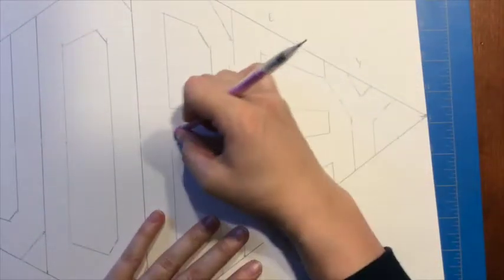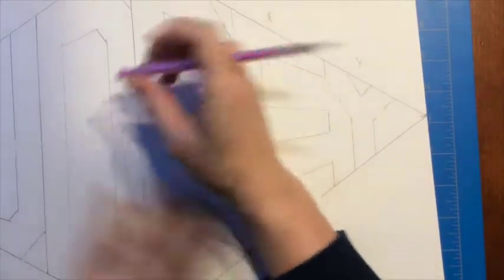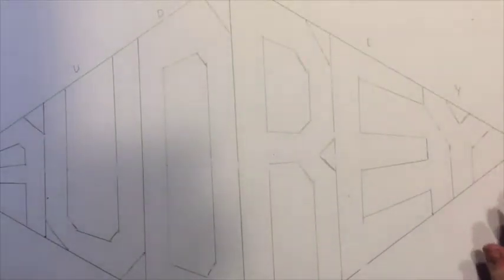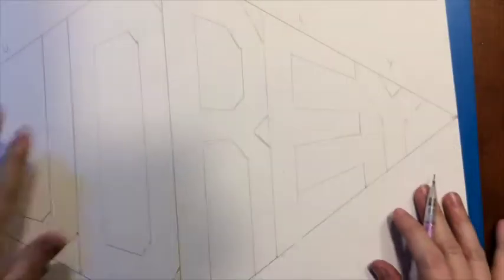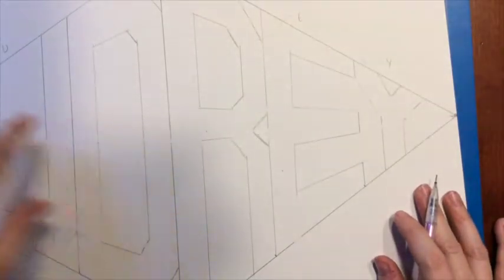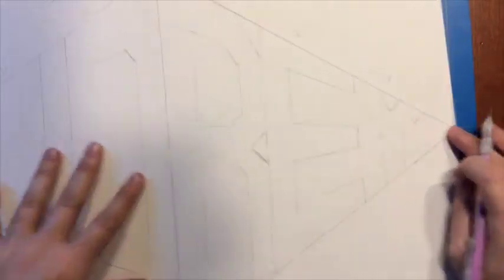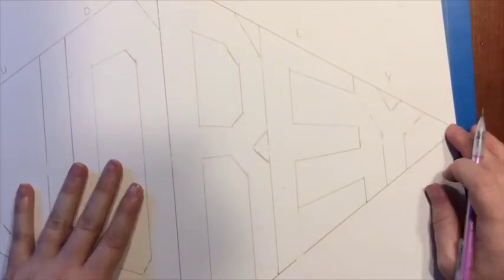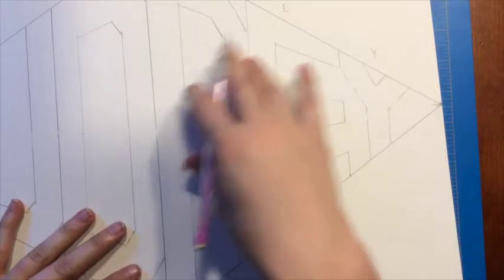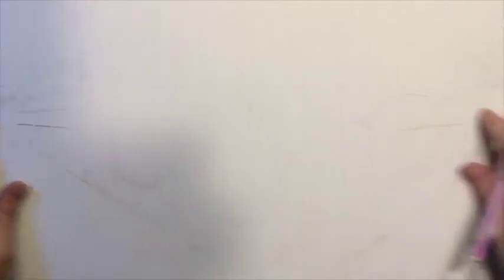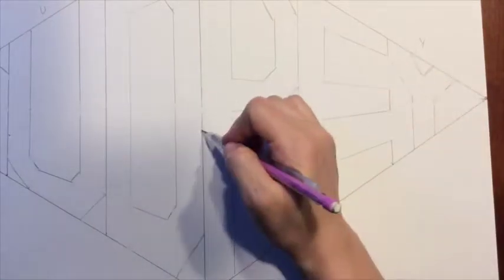Now remember, in our practices, when we started to add dimension, we wanted to use the opposite vanishing point. So this time, as I start to add dimension to my AUD, I'm going to use my right vanishing point because these fall to the left of the center line. As I start to add dimension to my REY, I'm going to use my left vanishing point over here because these fall to the right of my center line.